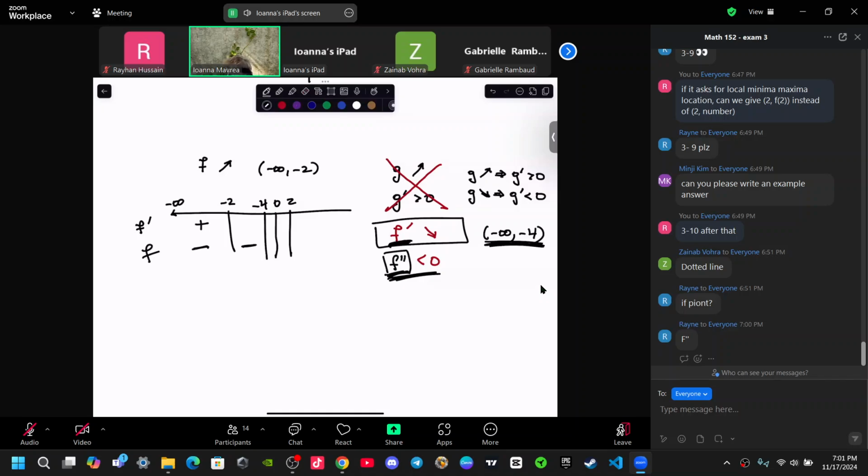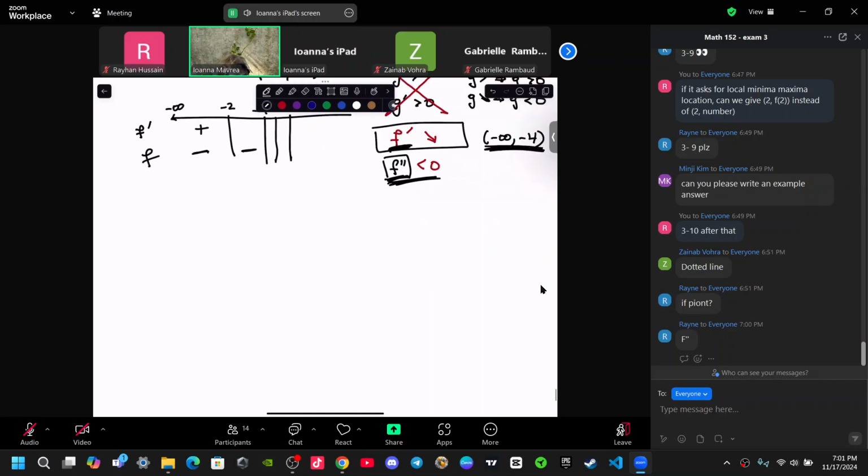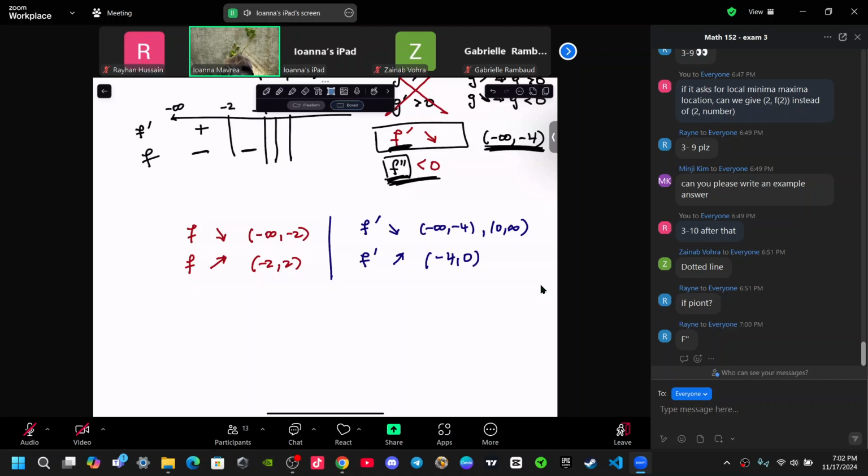So negative for the second derivative here, up to negative 4. Okay, so when they're saying to me that f is decreasing from negative infinity to negative 2, and f is increasing from negative 2 to 2, and then they say f prime is decreasing from negative infinity to negative 4, f prime is, and also from 0 to infinity. And f prime is increasing from negative 4 to 0. There's another interval here.